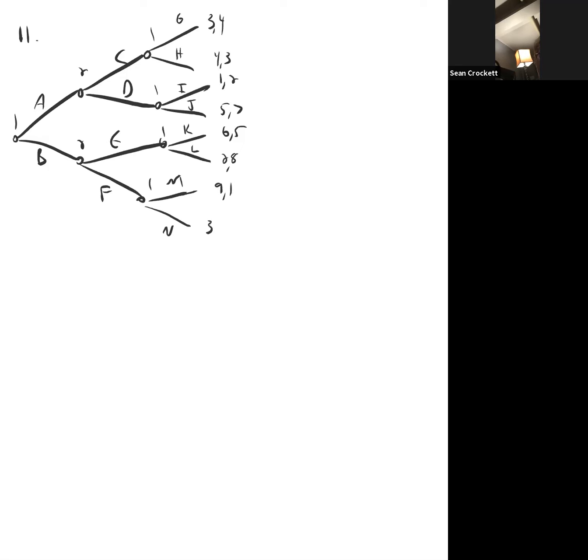One thing to notice about this game is how big the strategy space is for player one. So player two has 4 strategies. Player one has 2 to the 5th strategies. So 32 strategies. So if you were going to put this game into the strategic form, it would be a 32 by 4 strategic form, matrix form.